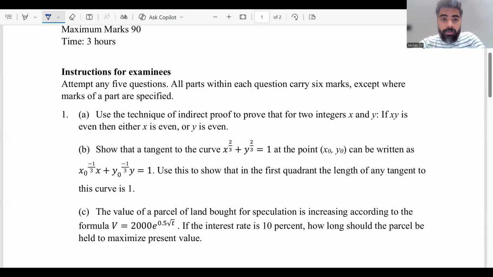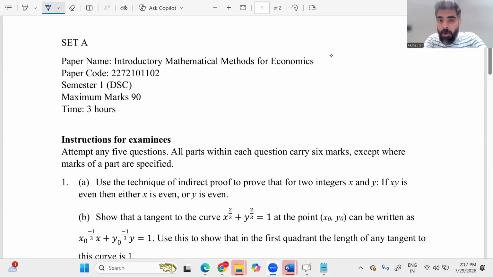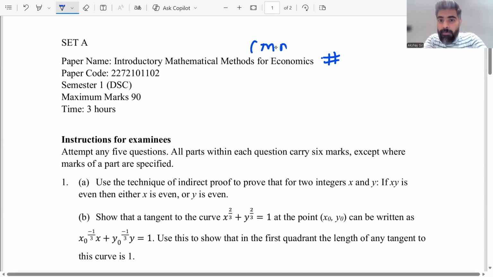You can quickly look at the instructions first, especially students who are watching this lecture for the first time. The name of the paper is Introductory Mathematical Methods for Economics. We also call it MME1. It's a 90 mark paper, semester 1. You can check out the paper code. You have 3 hours to attempt this paper.